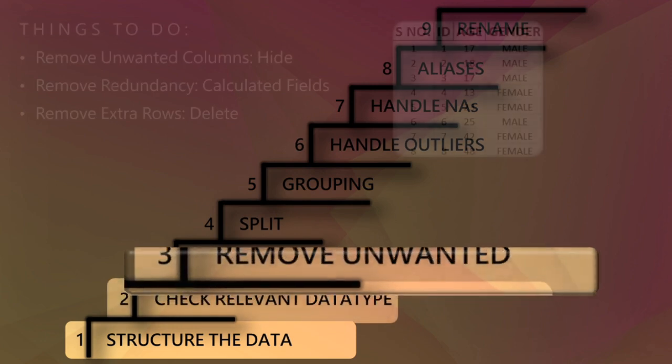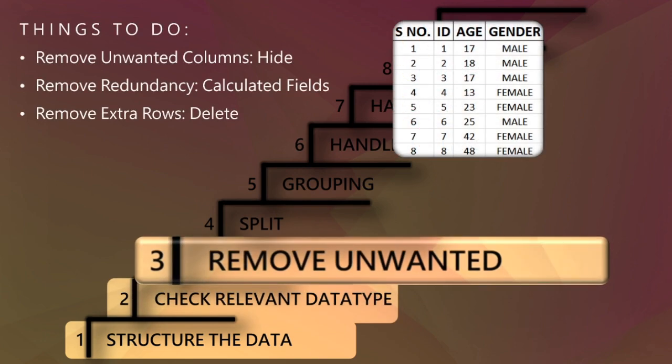Further we have remove unwanted. In this step, extra columns and rows would be removed. Besides that, redundant values would be removed too during data cleaning. As seen in the picture, the column of serial number is not required and it is similar to that of the ID column. So it should be removed from the dataset.